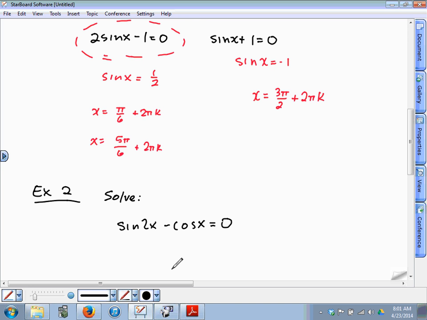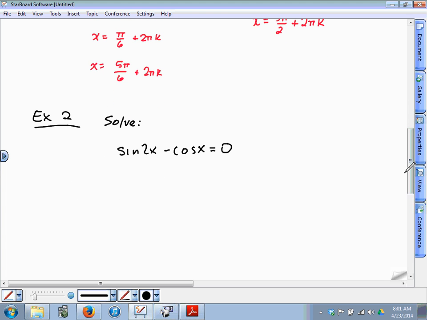Which identity are we going to use here? The double angle for sine, the sine of 2x. That was not too hard to remember. 2 sine x cosine x. That one's pretty easy to remember. So 2 sine x cosine x minus cosine x. What's saving us here is that this equals 0.